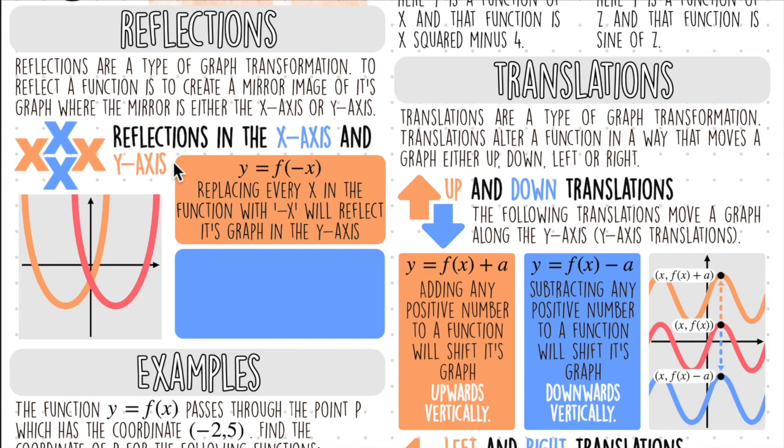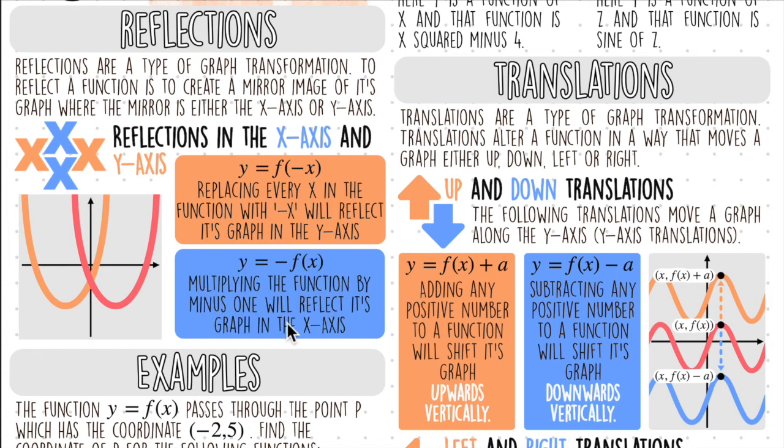What about the x-axis? If you have a function y is equal to f of x and you want to reflect its graph in the x-axis, you must multiply the entire function by -1, and that's written here. So again, if this graph in red is our original function, and if it were to be reflected in the x-axis, it would look like this graph in blue.